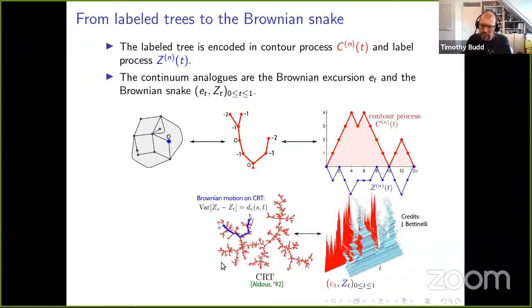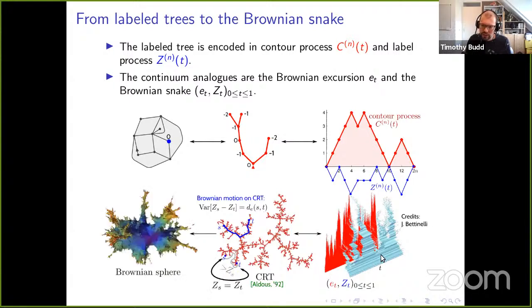Or to put it differently, if we have a CRT, then what is the Brownian snake? Well, it's a Brownian motion that lives on top of the CRT. So it's a Brownian motion indexed by the points of the CRT. Put yet differently, it's a centered Gaussian process that is specified by its variance. The variance between two points s and t on the CRT should exactly be given by the distance along the CRT.